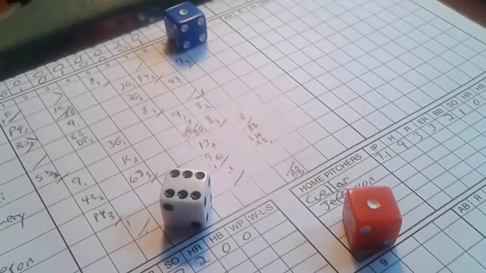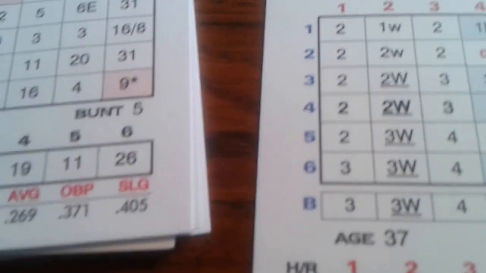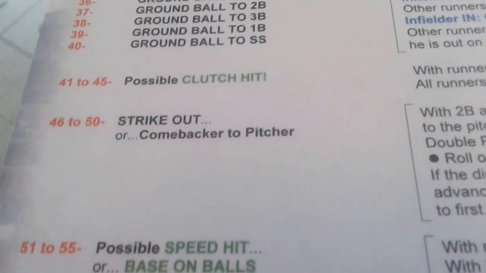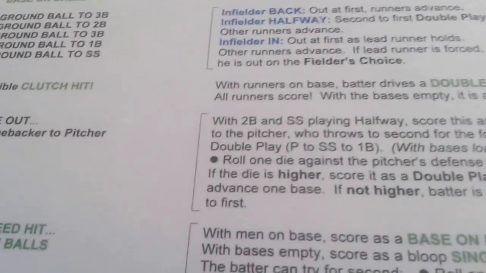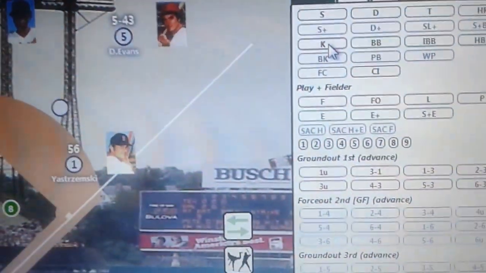It is a 1-6-1. So Lee May, a 1-6 is a 45. For Segui, a 1-1 is 2. That is a 47 in column 1. A 47 in column 1 is a strikeout. It says or come back to the pitcher, but that is with runners on base. With nobody on, it is simply a strikeout. So a strikeout for Lee May. Put a K in there, and then put a K up here. That'll bring up the next batter, Bobby Grich.